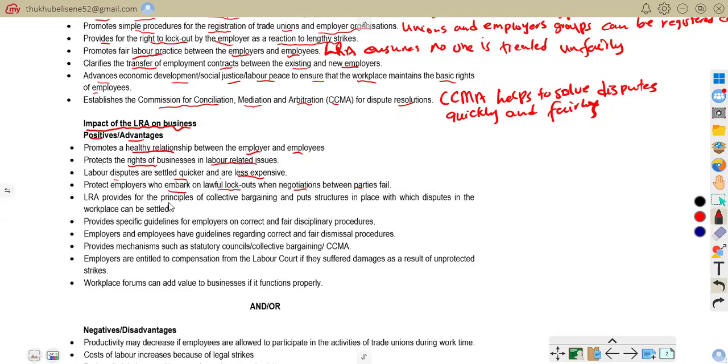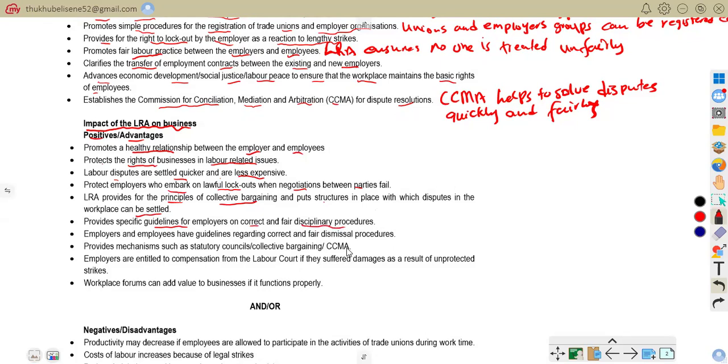The LRA provides for the principles of collective bargaining and puts structures in place with which disputes in the workplace can be settled. So what this means is that we're talking about the principles of collective bargaining. For example, unions negotiate wages rather than going straight to strikes.